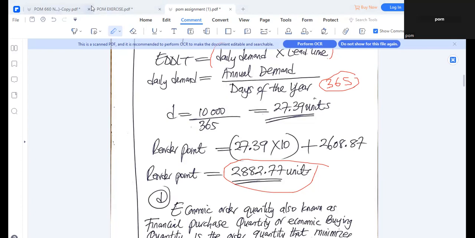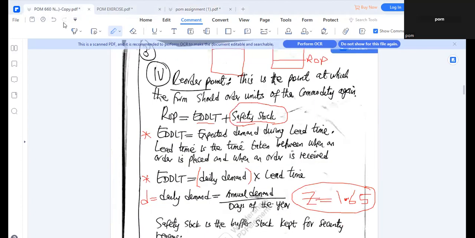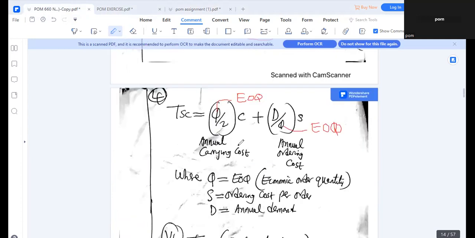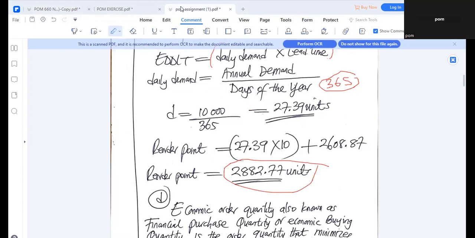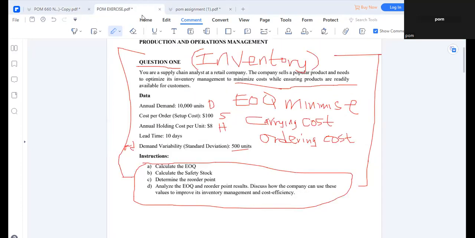And then other questions we were not asked, we were not asked about the total stocking cost. If that was asked, we would have used the formula for the total stocking cost, substituting D as annual demand and the EOQ from where we would have gotten it. Now, he did not ask about it, so there was no need. The other question that the examiner asked here was to analyze the EOQ and the reorder point results, and discuss how the company can use these values to improve inventory management and cost efficiency.